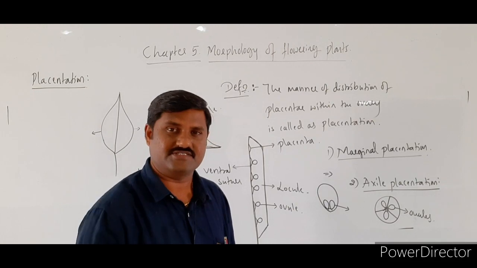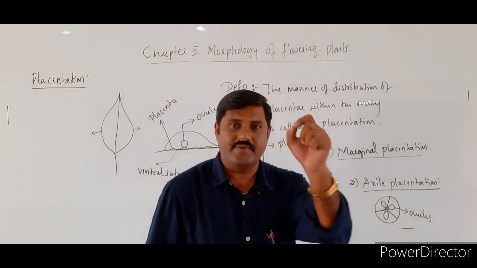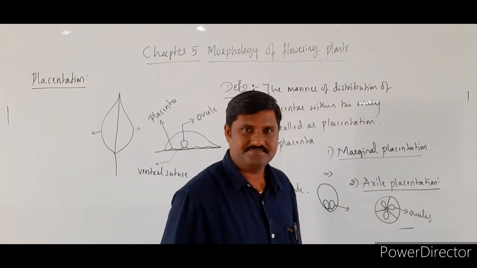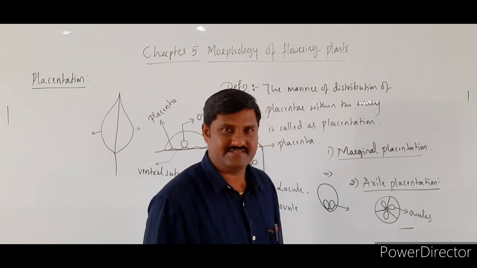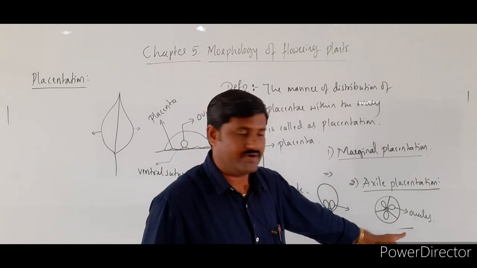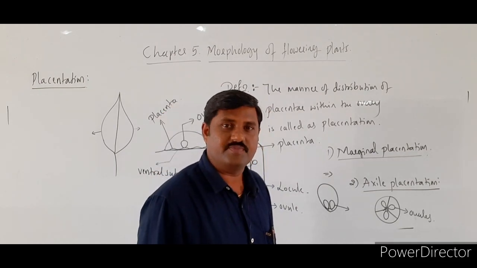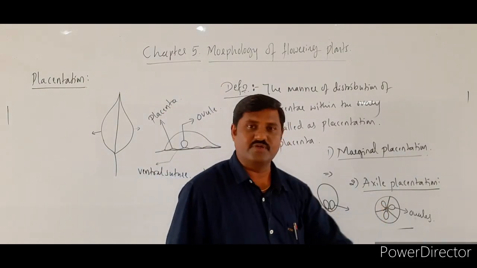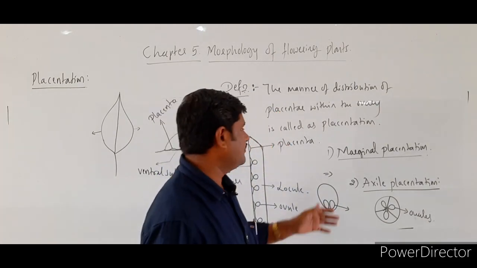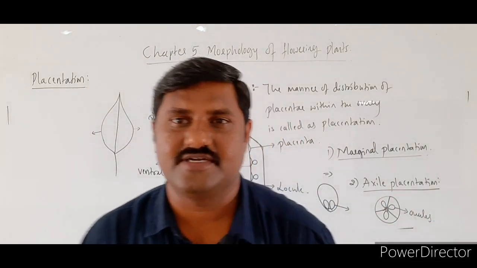What is that ridge-like structure known as? Placentae. Where is it distributed? It is distributed on the central axis, forming the central axis. On the central axis, the distribution of placentae has taken place. On the placentae, what are present? The ovules are formed. Then this type of placentation is called exile placentation. What is it known as? Exile placentation.